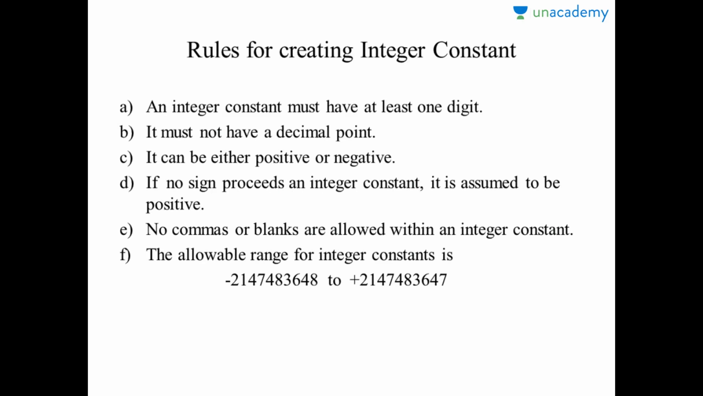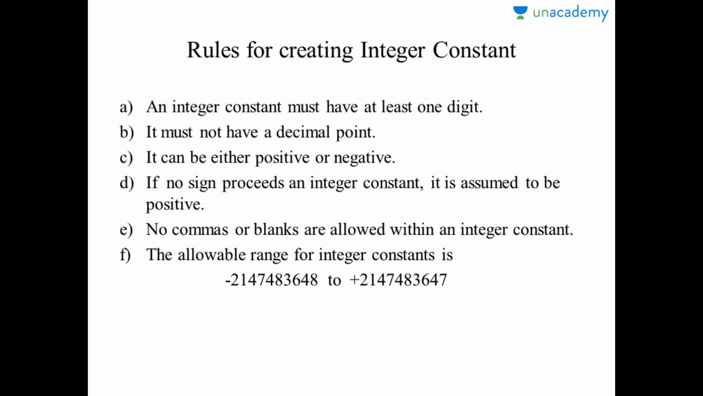So number one, rules for creating an integer constant. I may read this aloud for you. While creating an integer constant, you must remember that you should have at least one digit. It must not have a decimal point. It can either be positive or negative. If no sign precedes an integer constant, it is assumed to be positive. And if there is a sign preceding an integer constant, then it is obvious that it would be a negative integer constant. No commas or blanks are allowed within an integer constant. Remember it, no commas or blanks.